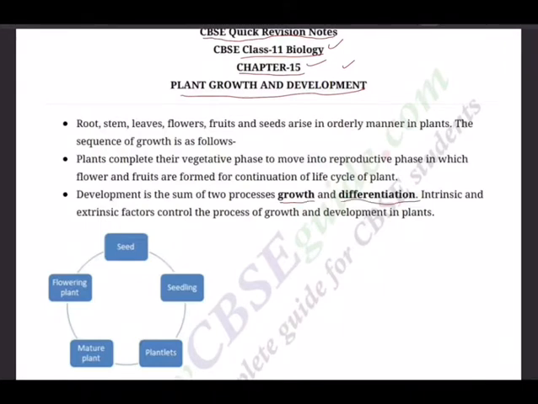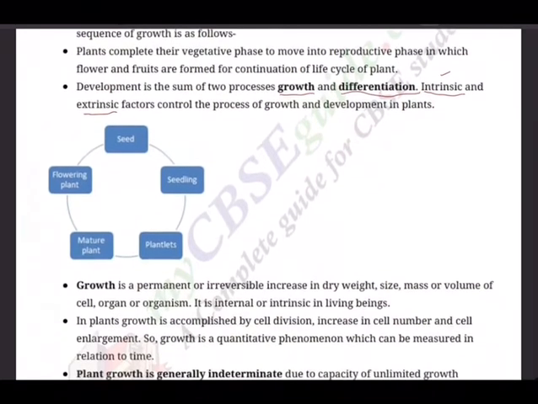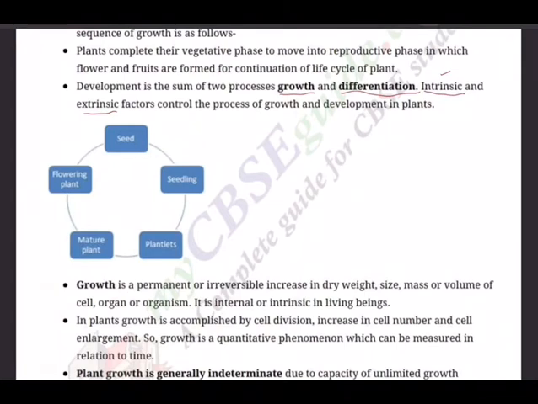Development is the sum of two processes. One is growth, another is differentiation. So intrinsic and extrinsic factors control the process of growth and development in plants. Intrinsic, the ones that are inside the plant, like hormones, and extrinsic, the ones that are outside the plant, that is light, water, humidity, salinity. All these factors definitely influence the process of growth and development in plants.